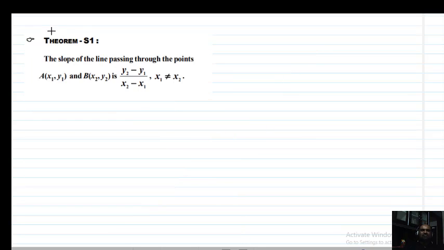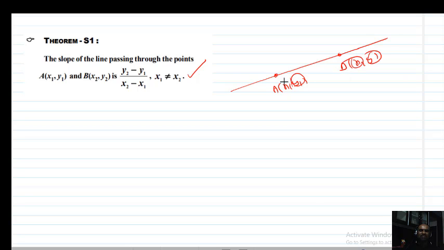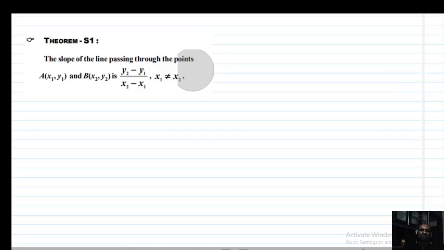So I will show you how to find the slope of a line when 2 points on the line are given. Theorem: the slope of a line joining the points A(x1, y1) and B(x2, y2) is (y2 minus y1) by (x2 minus x1), provided x1 is not equal to x2. What is the meaning of this? If 2 points are given on a line, one is A(x1, y1), another B is given as (x2, y2), we want to find its slope. Without inclination, we want to find its slope. What this theorem is saying is that the slope is nothing but (y2 minus y1) by (x2 minus x1). I will prove this.